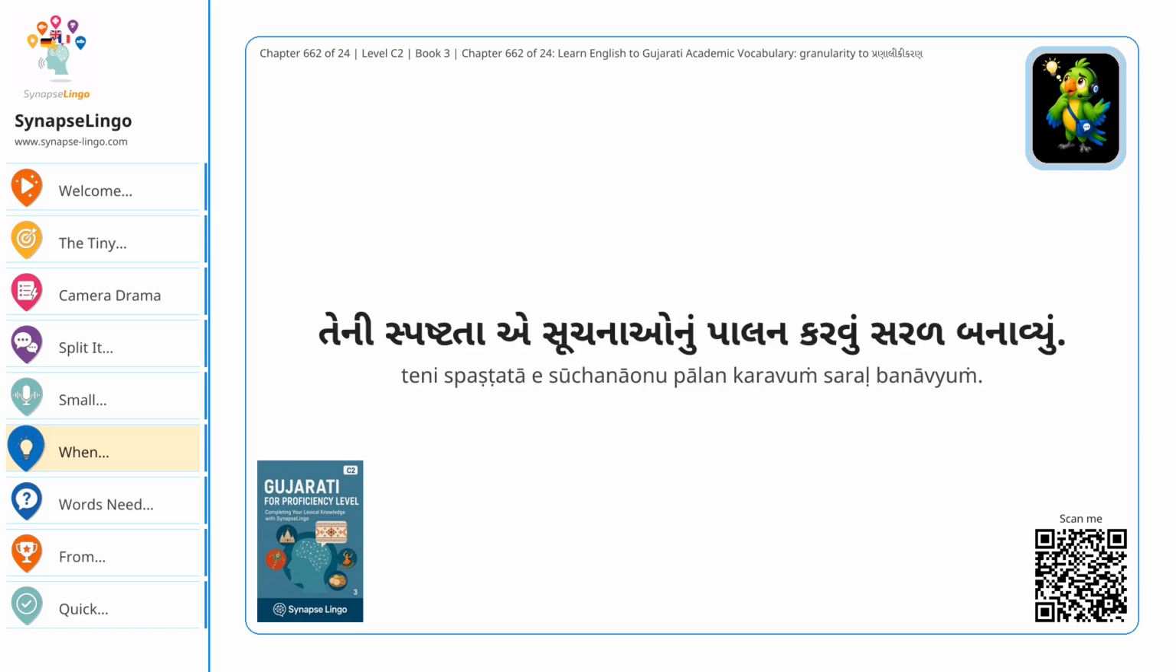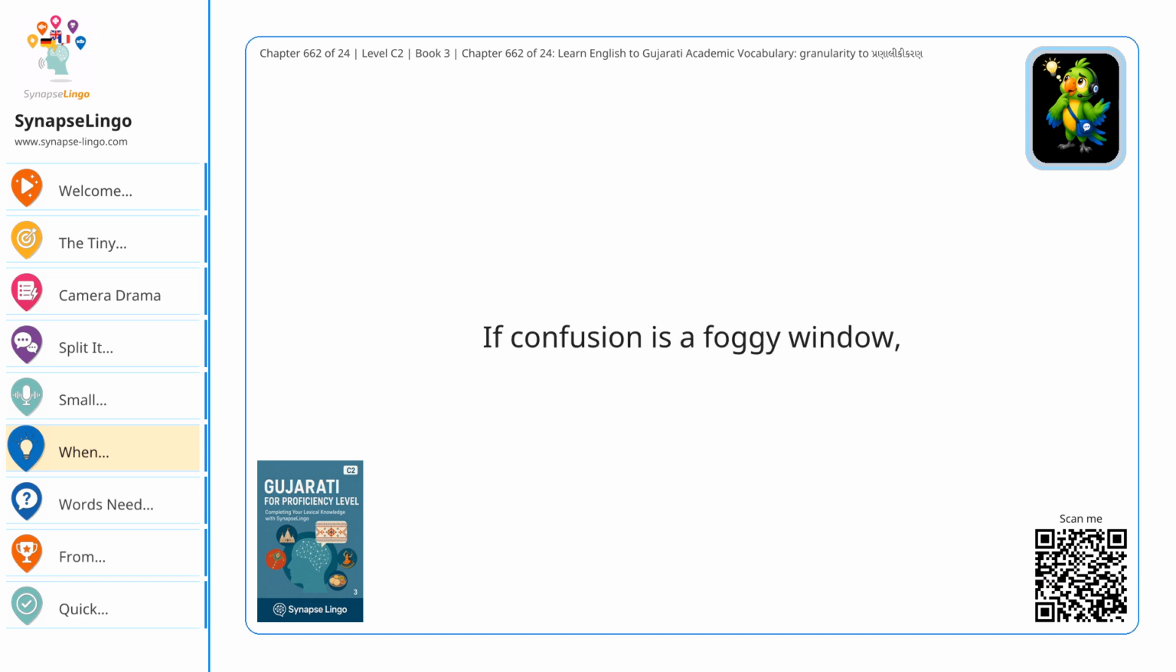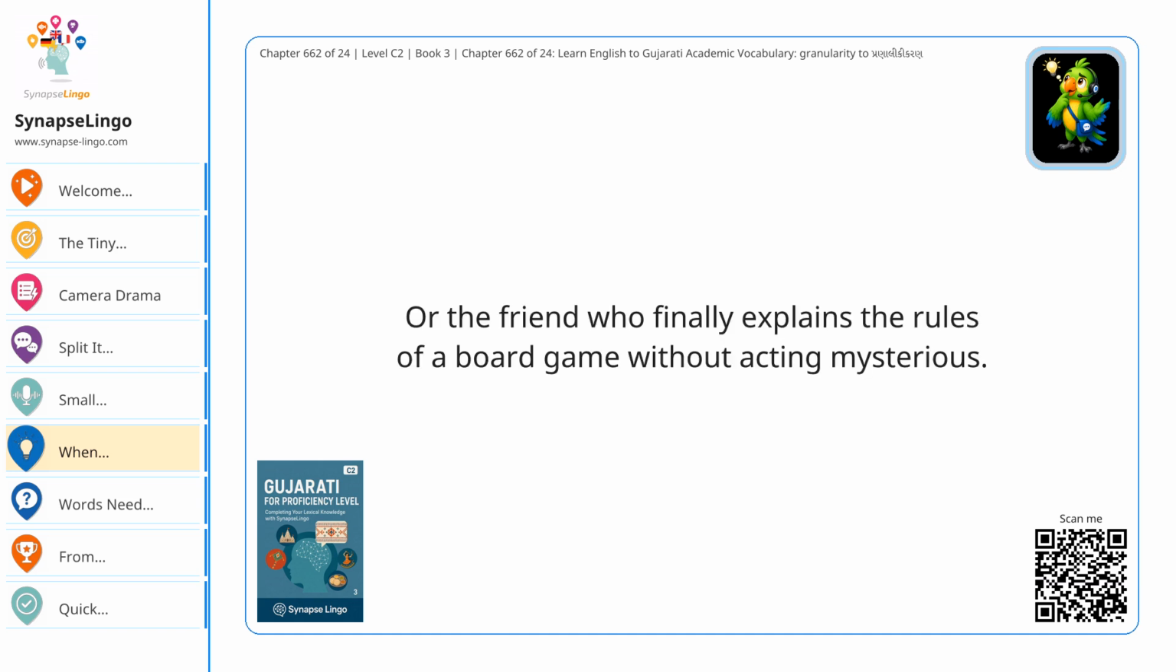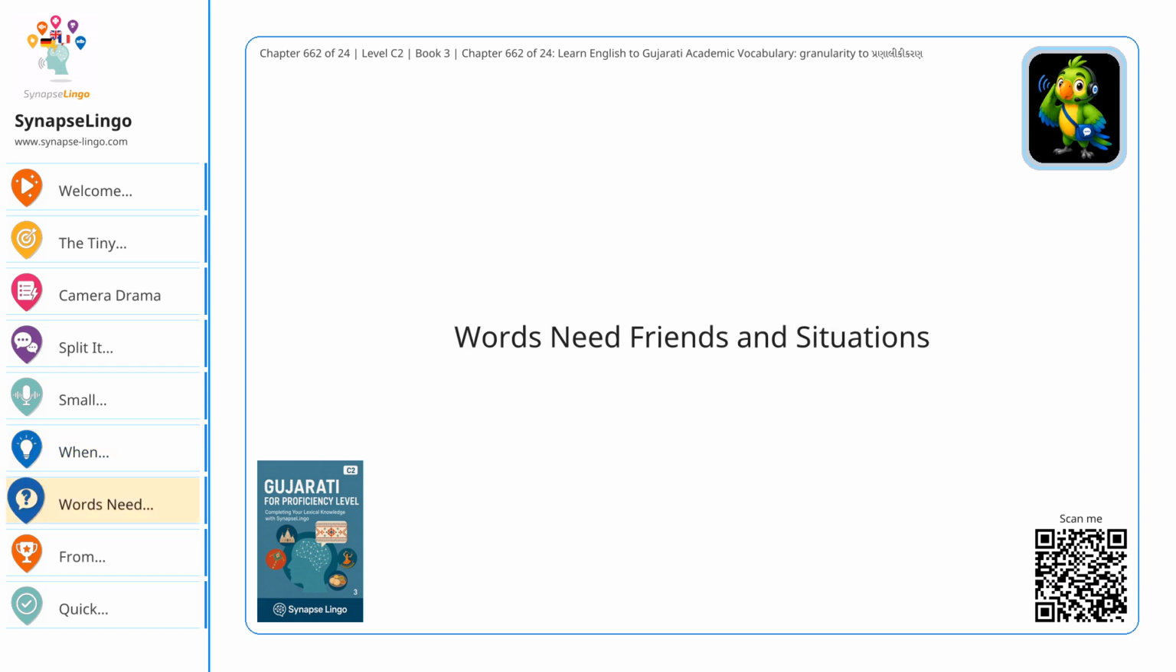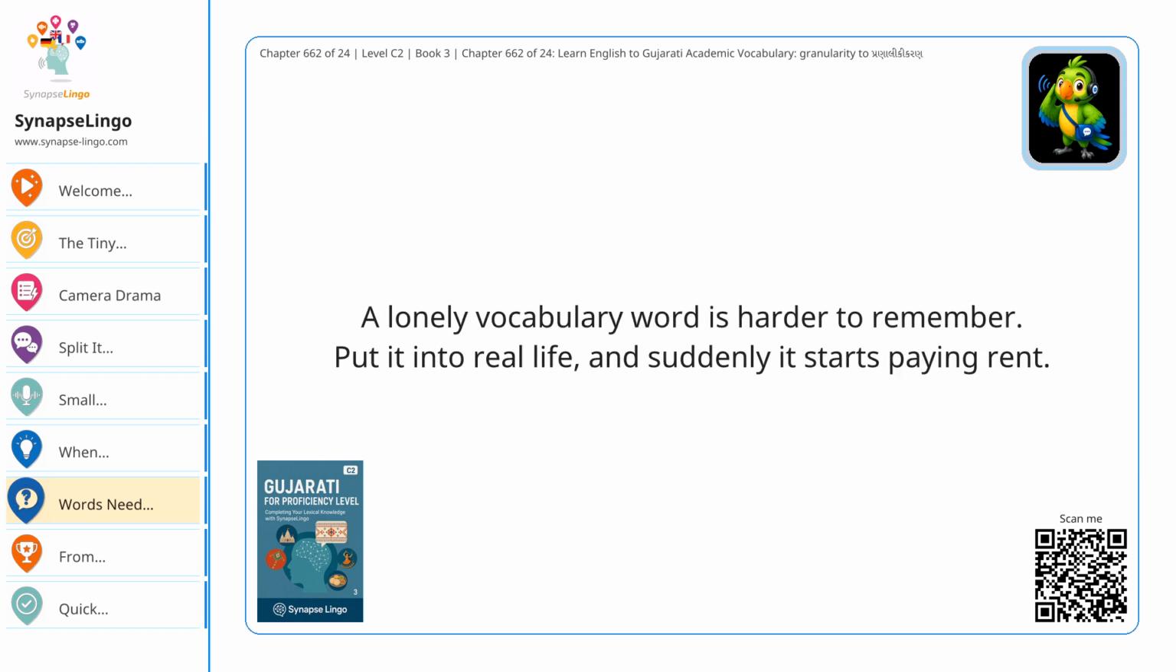In Gujarati. તેની સ્પષ્ટતાએ સૂચનાઓનું પાલન કરવું સરળ બનાવ્યું. If confusion is a foggy window, સ્પષ્ટતા is the cloth that wipes it clean. Or the friend who finally explains the rules of a board game without acting mysterious. Words need friends and situations. A lonely vocabulary word is harder to remember. Put it into real life, and suddenly it starts paying rent.